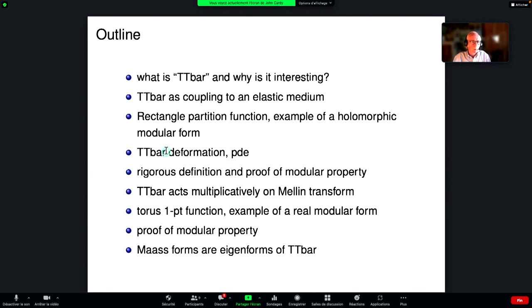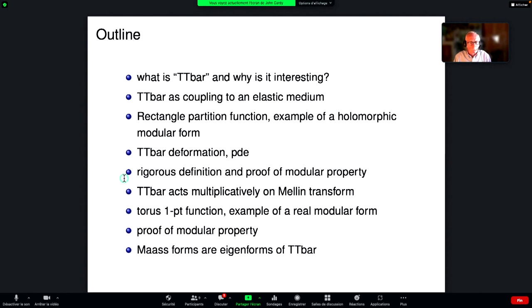But then all of this is kind of heuristic up to this point, but that will then lead to a rigorous mathematical definition of the TTbar deformation of the partition function or a modular form in general, and then we will prove that the modular property is maintained by the TTbar deformation. One remarkable fact that will emerge from this is that if we take the Mellin transform of the partition function with respect to the modular parameter, which is not a thing that we normally do in physics, then in fact TTbar acts multiplicatively on this in a simple way.